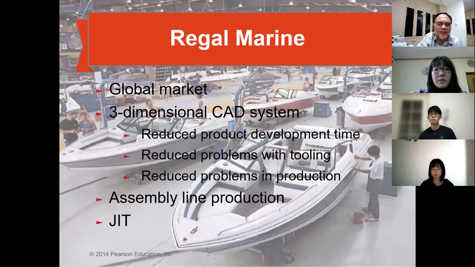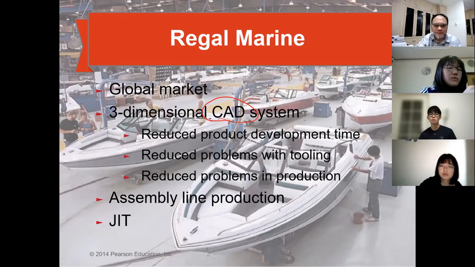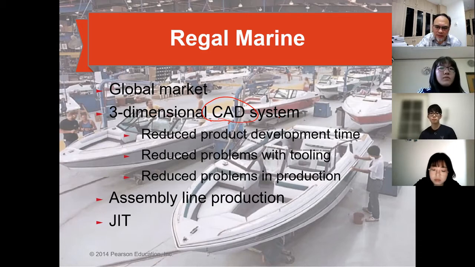Okay, they use a three-dimensional computer-aided design system. So they have a CAD system, and this reduces product development time. And today there's a lot of automation in design. It reduces problems with tooling, reduces problems in production, because they have already incorporated and considered a lot of things during the design stage.